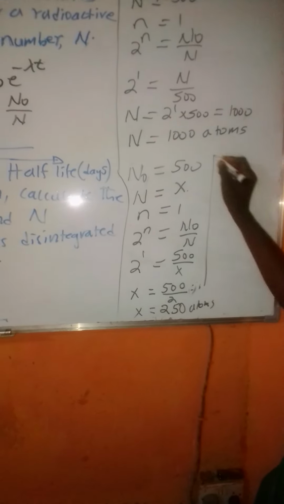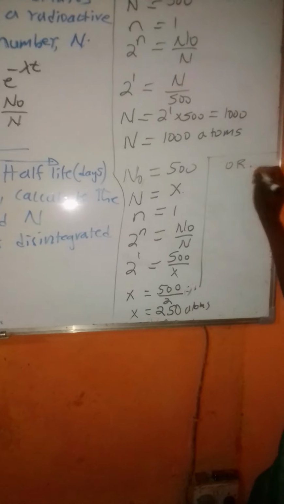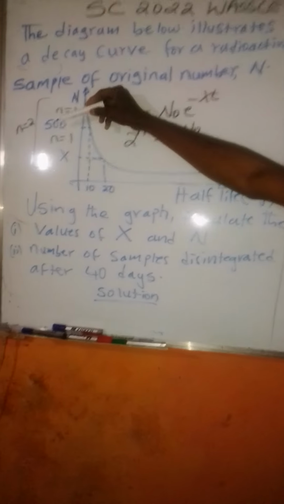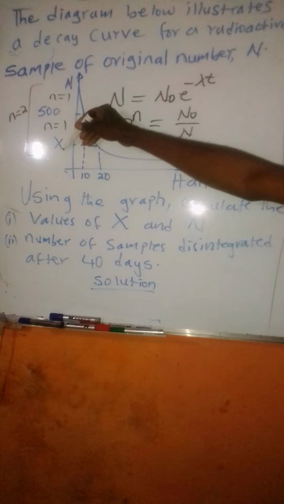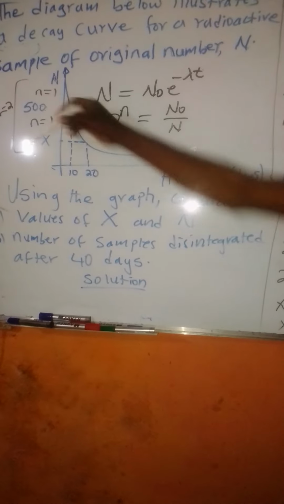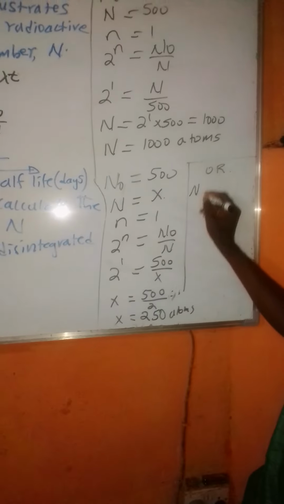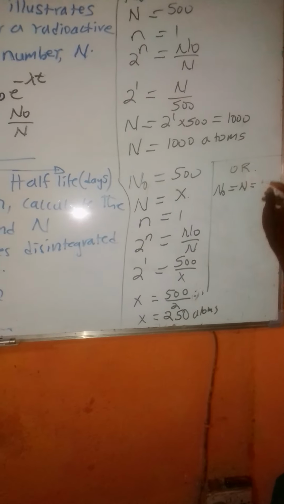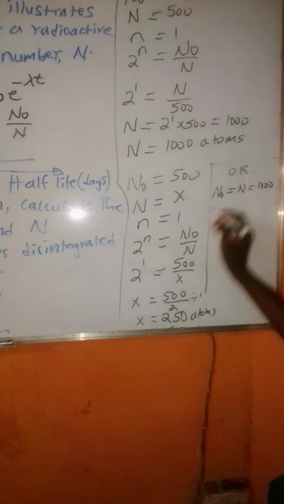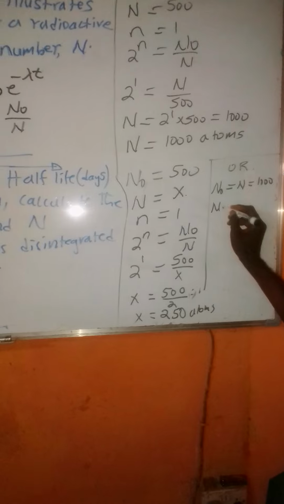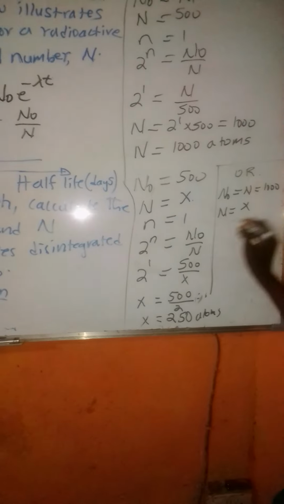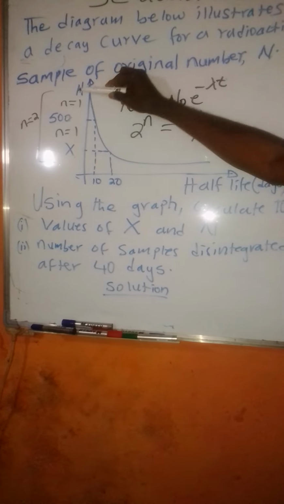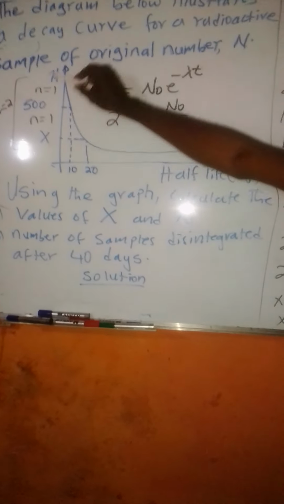Or if you don't want to use this method, another short way is, let's say we don't consider the 500, we consider N to x. So considering from N to x, the initial, N0, is the same as N, but N now is 1000 atoms, and the final N is the same as x. And the number of half-lives, since we are moving from N to x, we have 2 half-lives, from here to here, and from here to here, so the total number of half-lives is 2.